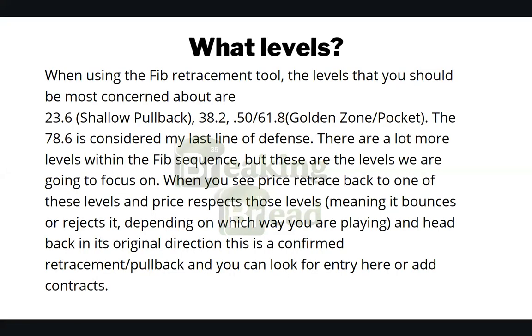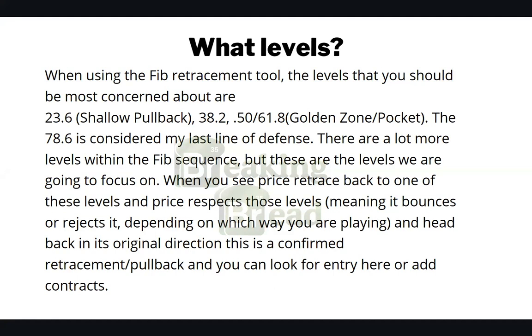So let's start with a quick refresher of some of the key things that I spoke about in the first video. And one of those key things were the levels. I spoke about the 23.6, which is your shallow pullback, your 38.2, your 50%, and your 61.8. Those two are your golden zones. I also spoke about the 78.6, which I consider my last line of defense because this is the lowest I'm letting price go before I consider this play a reversal.